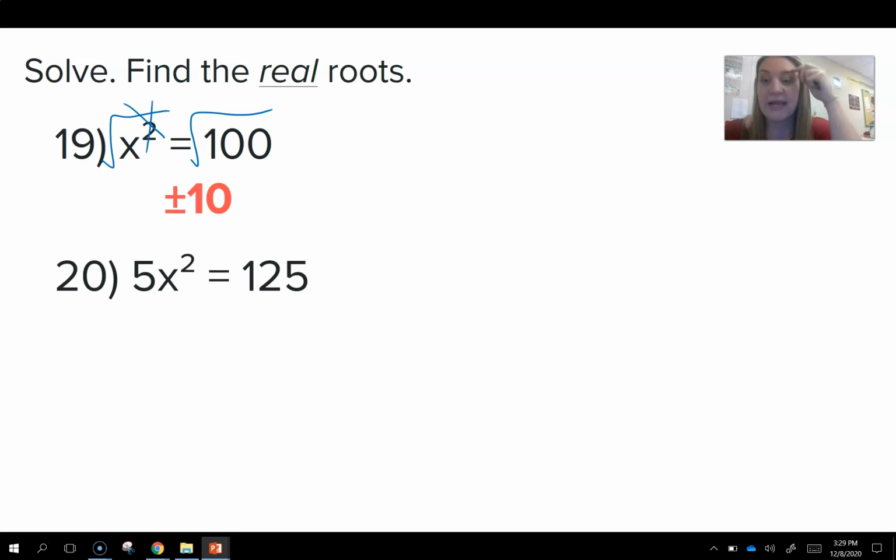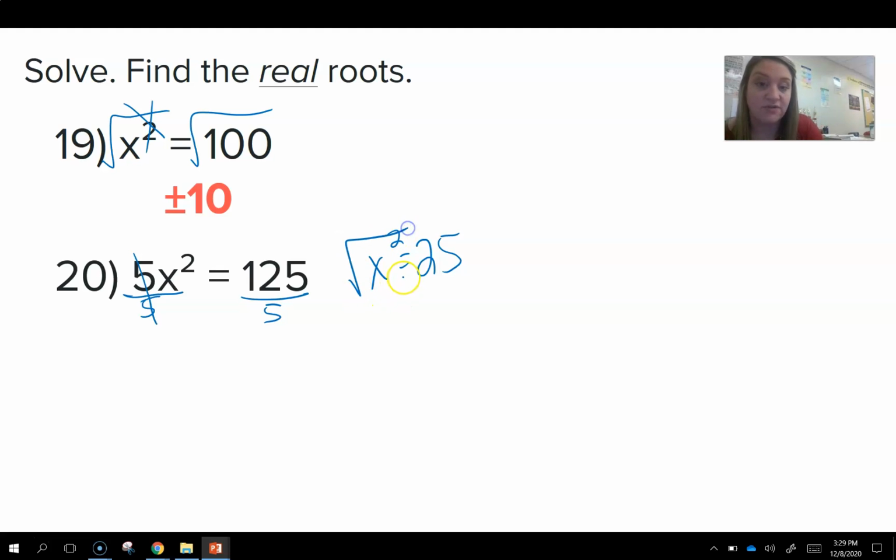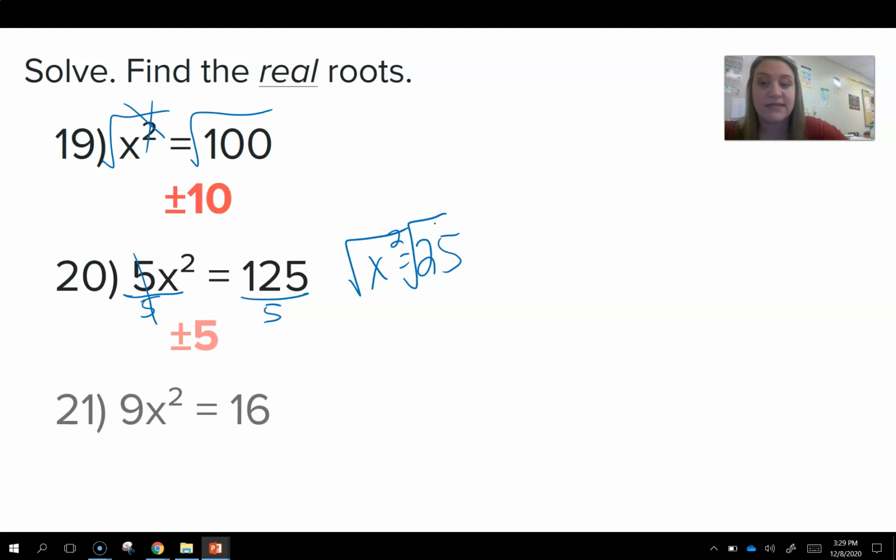All right. My next example, 5x squared equals 125. With this one, we can't square root right away. We have to divide both sides by 5 first. So now I'm going to get x squared is equal to 25. Now that I have a variable to the power of 2, to undo that square, we square root, and we're going to get positive and negative 5.